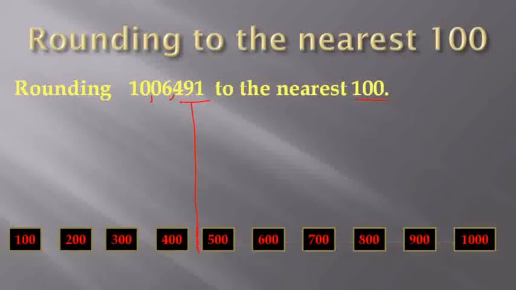Okay, and we will check the digit at tens place. So what is at tens place? Tens place is 9, and you know that 9 is greater than 5, so we will round up this 491 to 500. So our answer will be 10,06,500. Okay class? No change in the entire number, the change will be only in the last three digits.